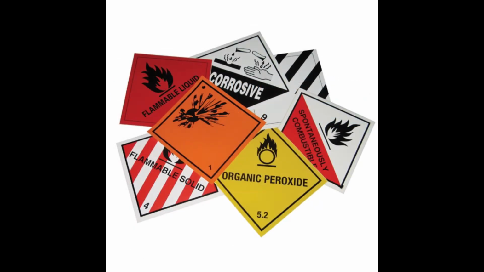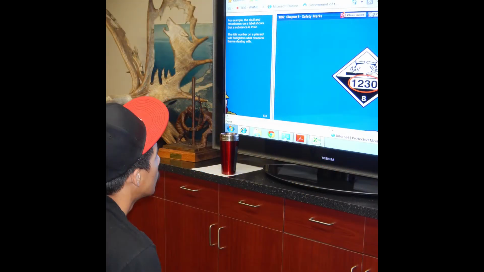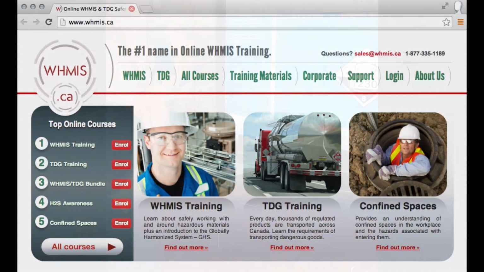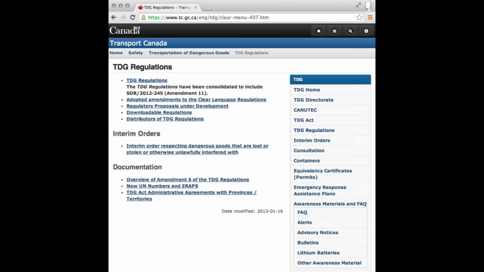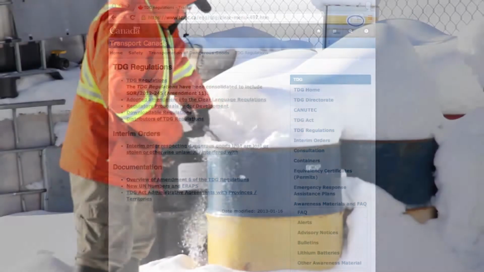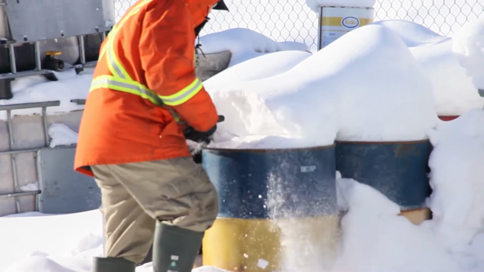Hazardous waste can be flammable, corrosive, toxic, or reactive, and can cause injury if it is not handled correctly. Training in Workplace Hazardous Materials Information System, often called WHMIS, as well as the Transportation of Dangerous Goods regulations, called TDGR for short, are considered the bare minimum for workers dealing with hazardous waste.